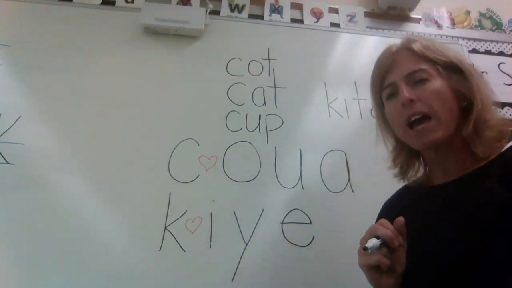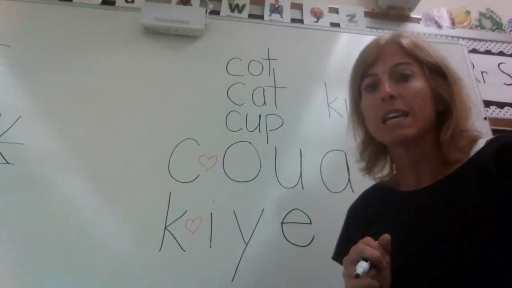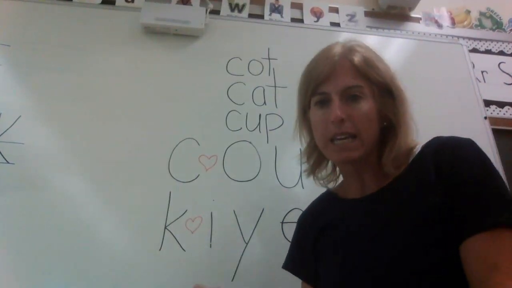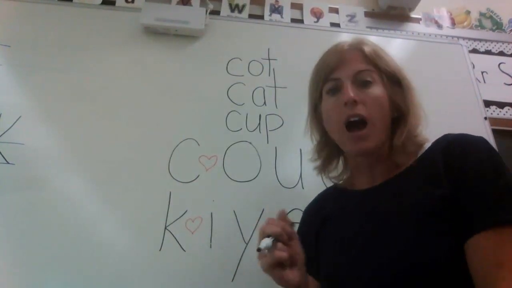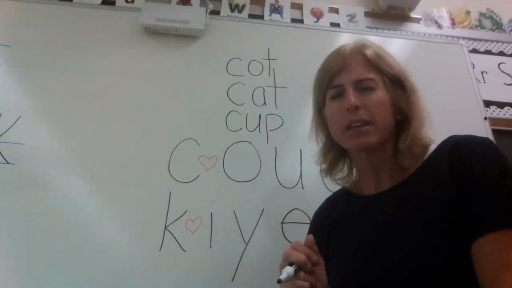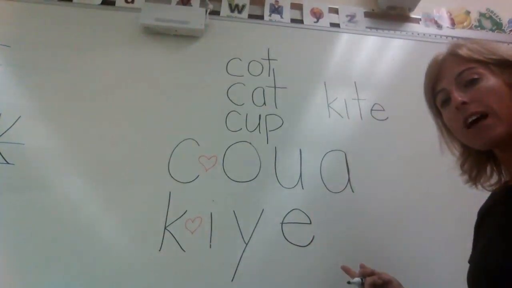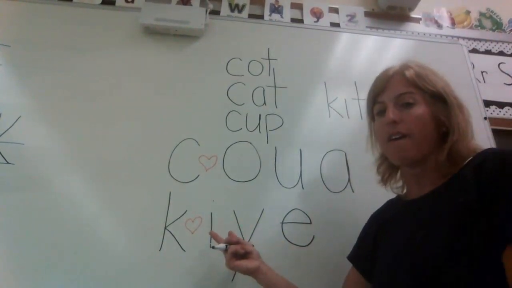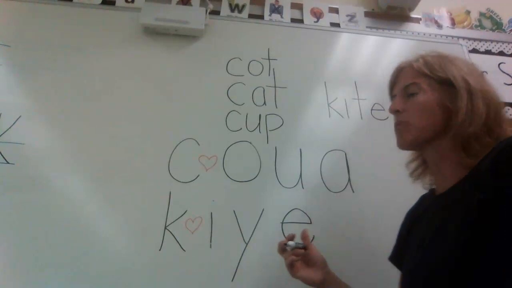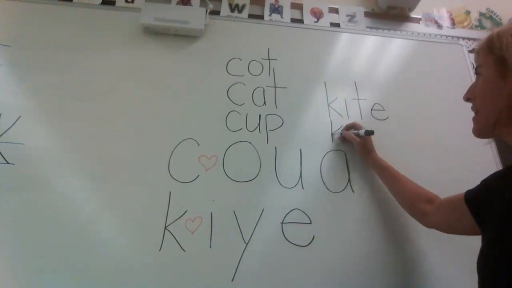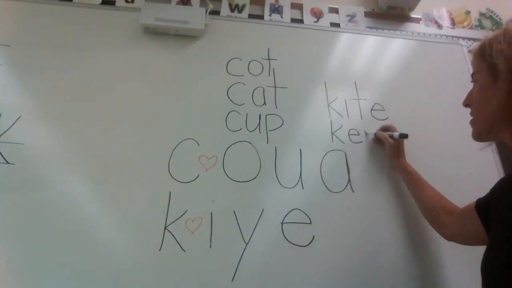Now, if I have the word key, like I need my key to get into my door, I would spell it with an E. Oh, yeah, I'm going to use an E. And what letter loves the letter E? It's the letter K. So we're going to spell it K-E-Y.